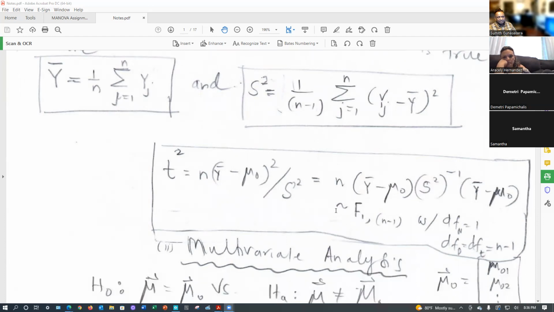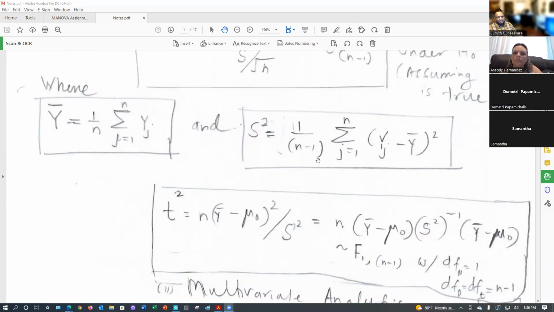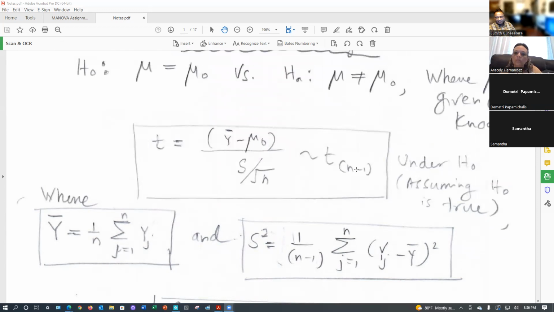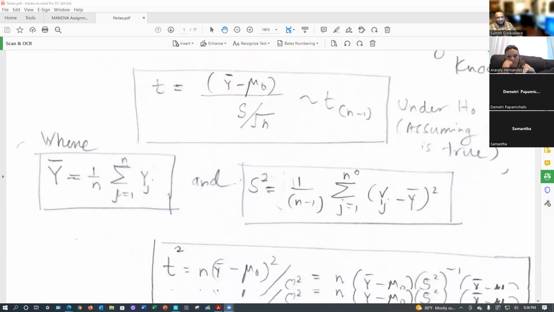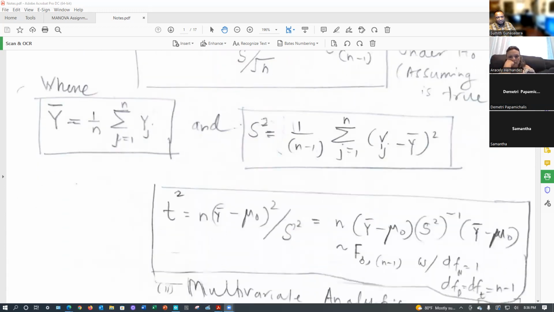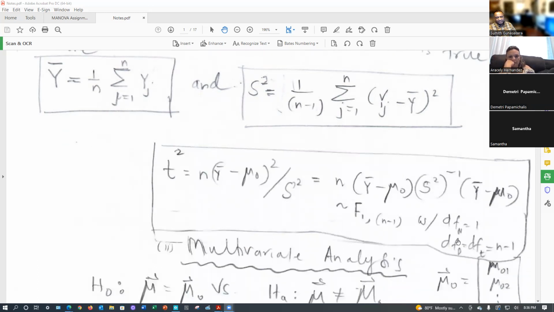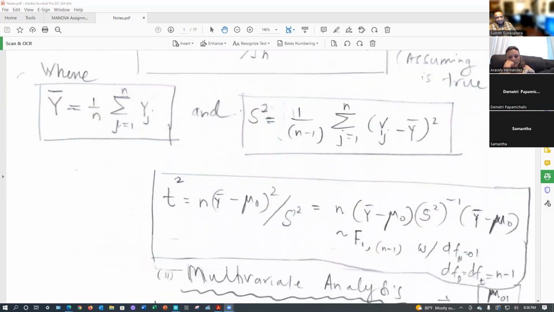And that should be distributed according to the F distribution with degrees of freedom 1, comma n minus 1, n minus 1 coming from here. If you have one group, n minus 1. With the degrees of freedom for the numerator 1, the degrees of freedom of the denominator is the same as the degrees of freedom of the t distribution, which is n minus 1.